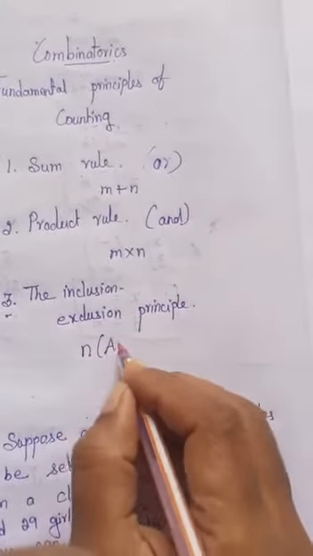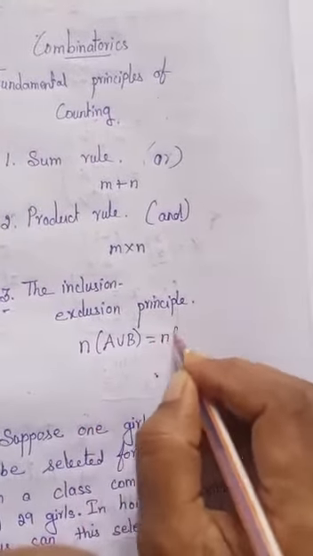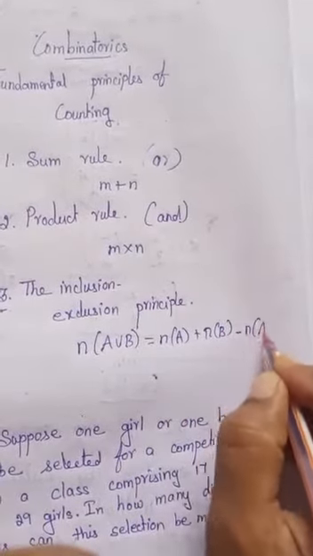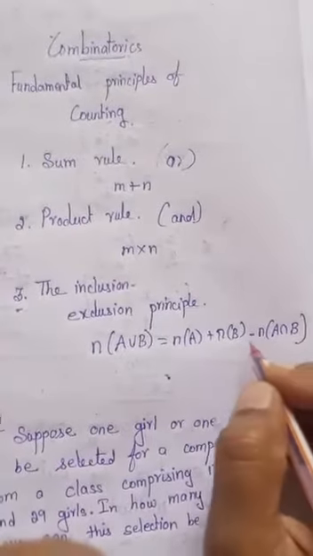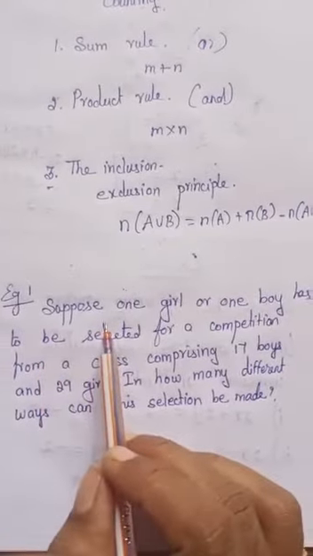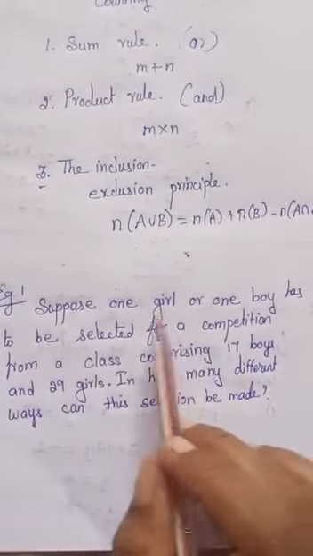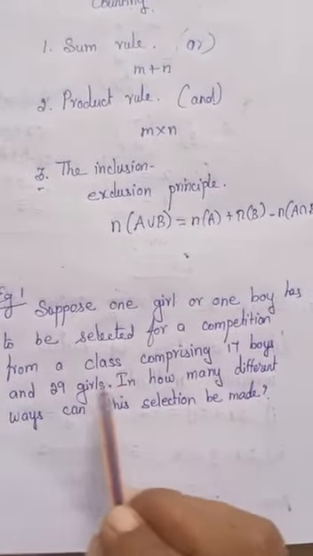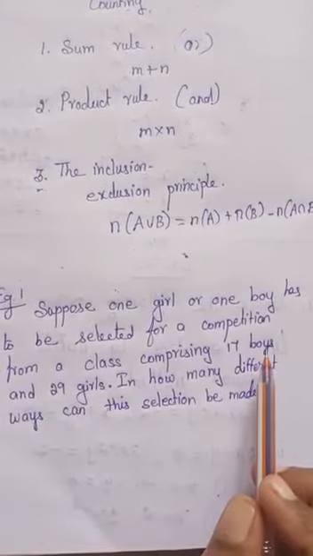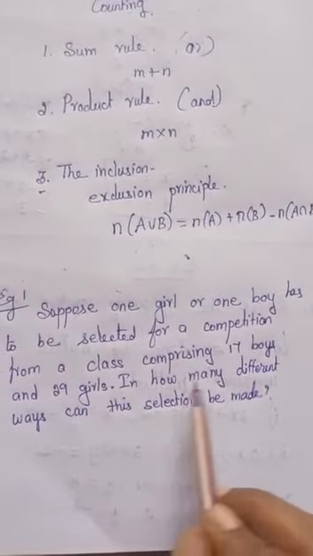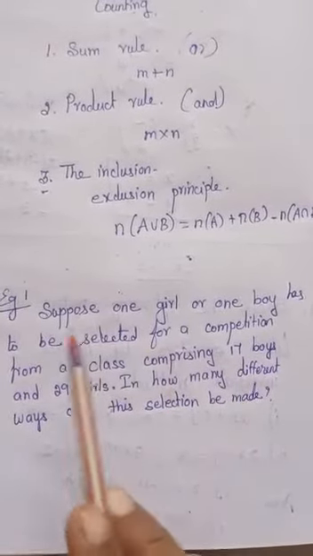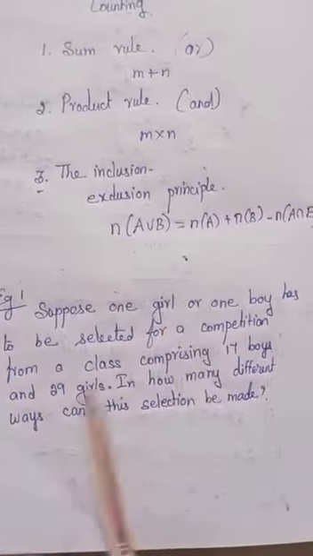So n of A union B is equal to n of A plus n of B minus n of A intersection B. Now, moving to the problem. See, example 1. Suppose one girl or one boy has to be selected for a competition from a class comprising 17 boys and 29 girls. In how many different ways can this selection be made? I need one girl or one boy.